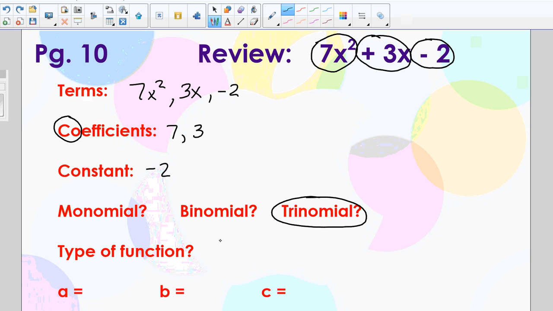And what type of function is this? It is quadratic, because this term right here is x squared. So my value of a is 7, my value of b is 3, and my value of c is -2. Alright, so that one shouldn't have been too bad. It should have been review, and it was already simplified for us.